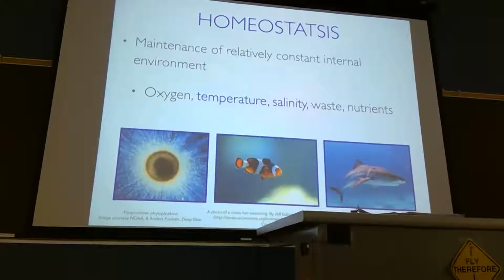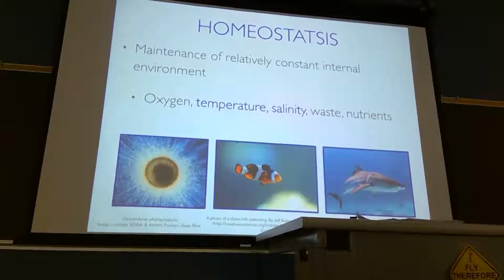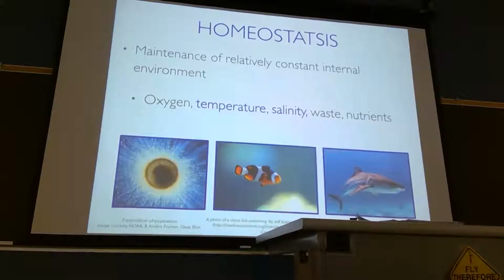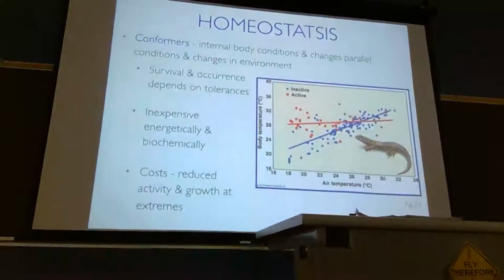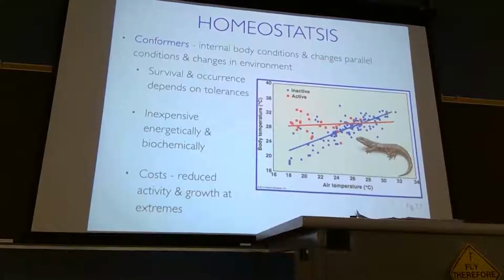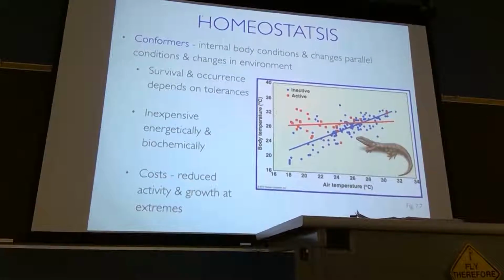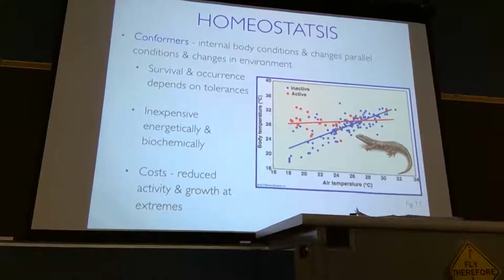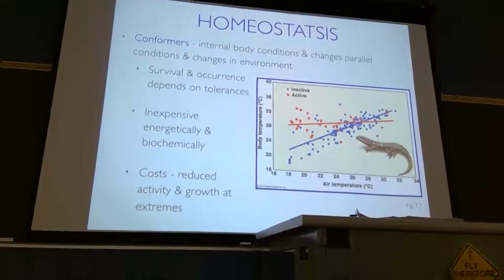In animals, we're going to look at it probably in terms of salinity today and osmotic pressure, and we'll see if we get to temperatures. Okay, so in terms of homeostasis, we see there are going to be these two categories of organisms. You can be a conformer, or you can be a regulator.